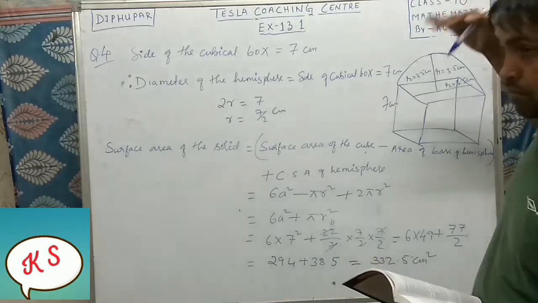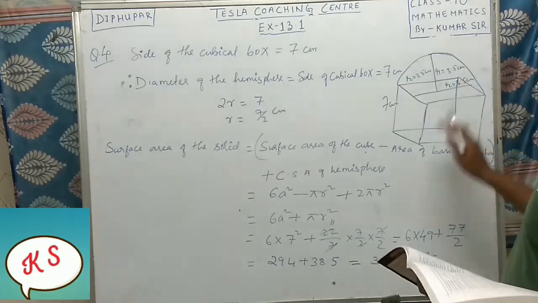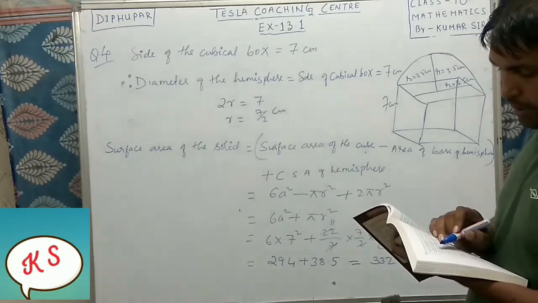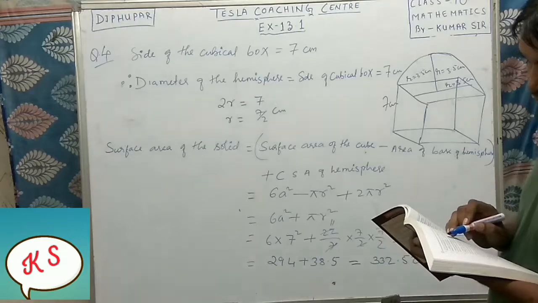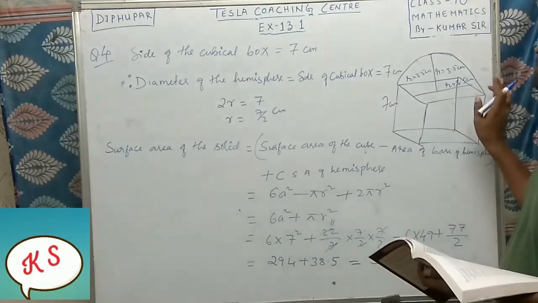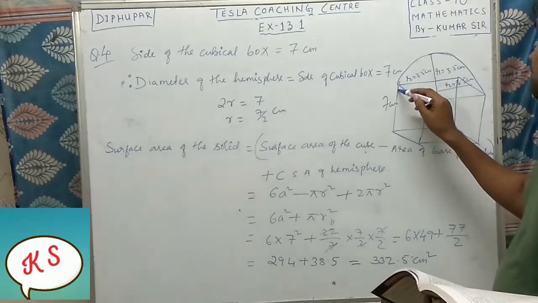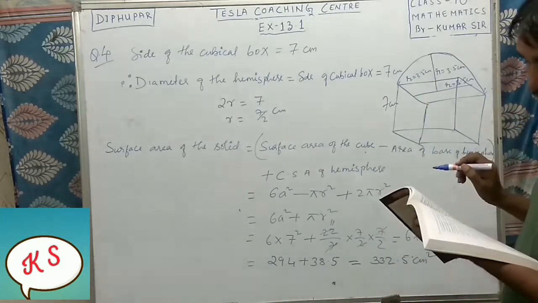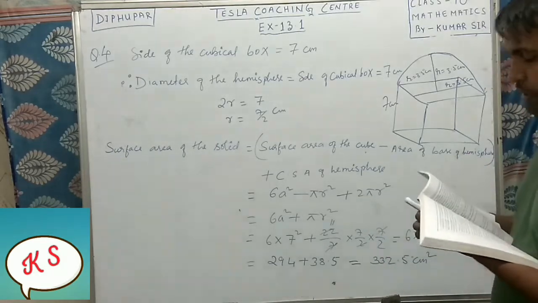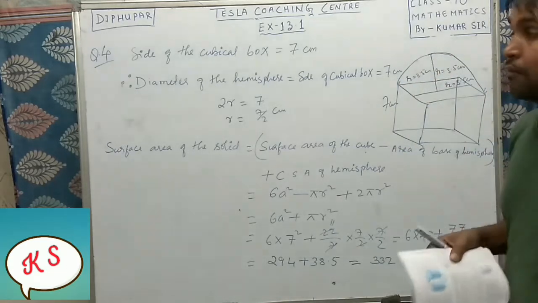Surmounted by a hemisphere means on the top of it we have kept a hemisphere. So this is the hemisphere on the top. What is the greatest diameter the hemisphere can have? Means what will be the biggest diameter which the hemisphere can have, from here to here? Find the surface area of the solid. They are telling us that the entire solid's surface area we have to find out.